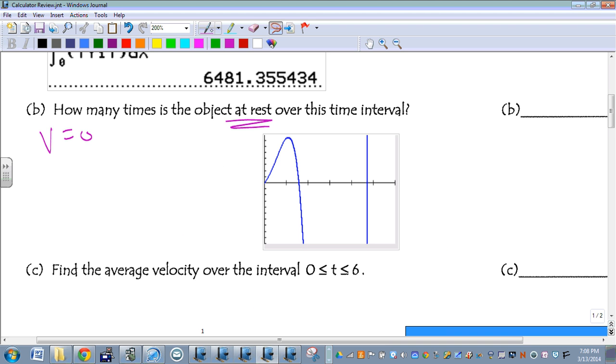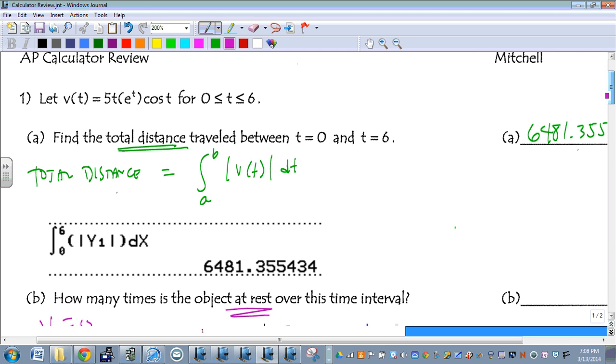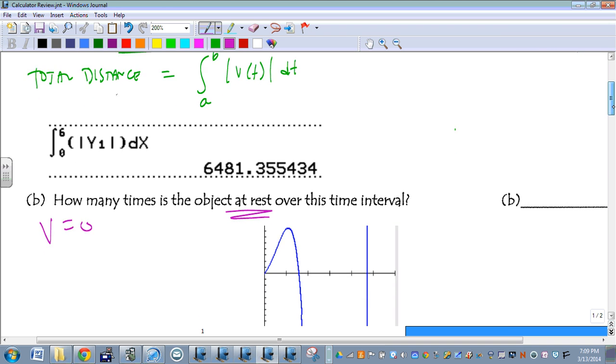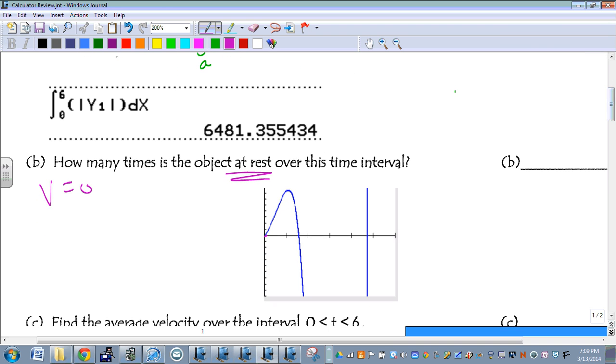So if we look at this at 0, we can kind of figure that out looking back at the equation: if t is 0, that's going to make this whole thing 0. Right? And it's on that interval from 0 to 6. So yeah, it is at rest when it starts, at this point, and at that point. So there's 3 times. We don't have to figure out where, so actually we don't have to figure out the intersection, we're just figuring out how many zeros there are, because that's how many times it's at rest. So it starts at rest, and then it's at rest 2 other times.